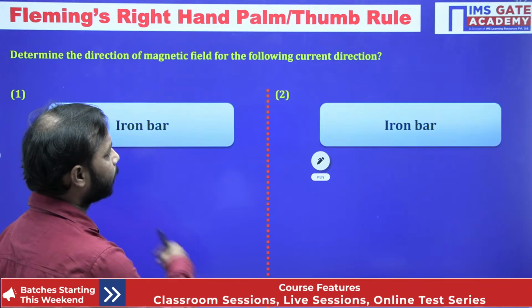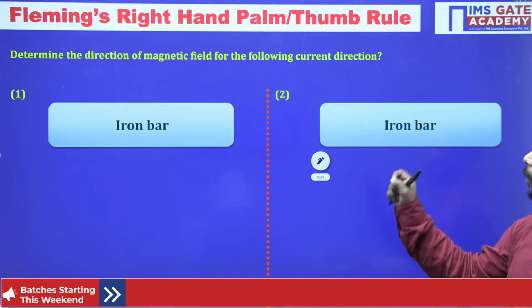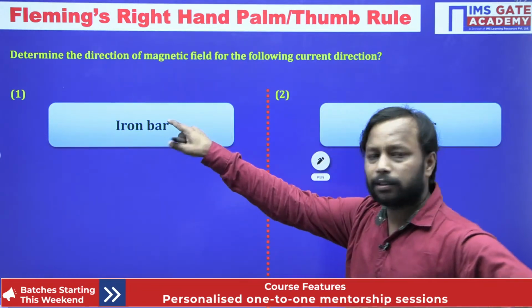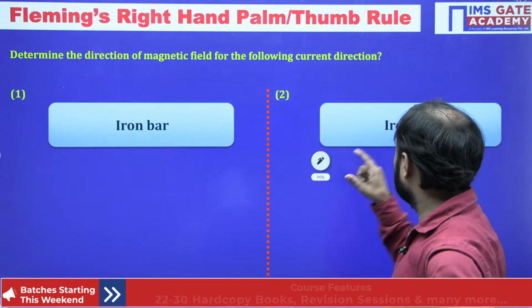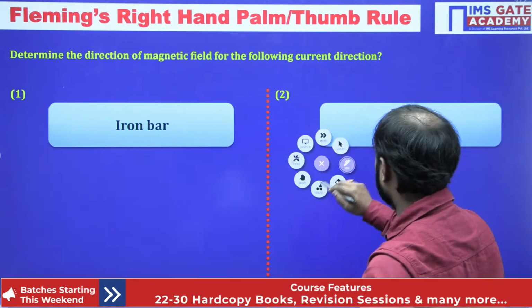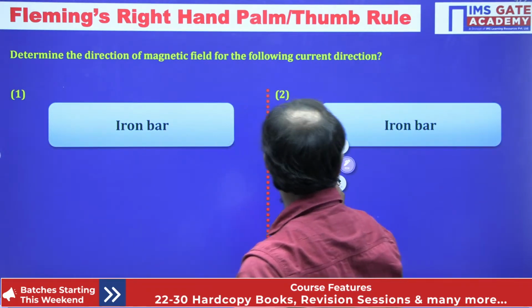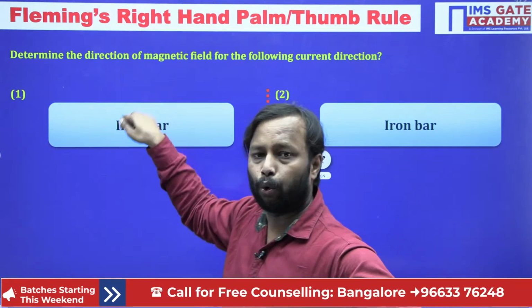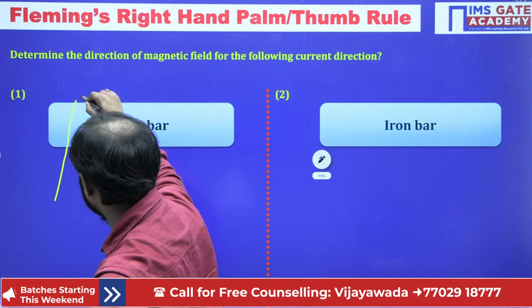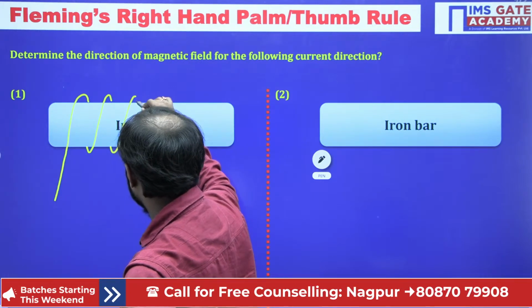So let us move ahead. Determine the direction of magnetic field for the following current direction. So this is a kind of iron bar. This is the second part of the question, and let us make a conductor such that it is wound over the iron bar, like this.